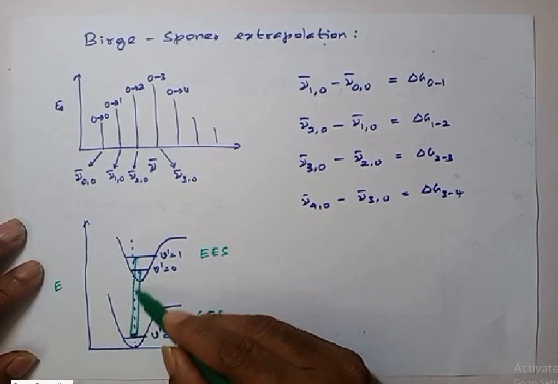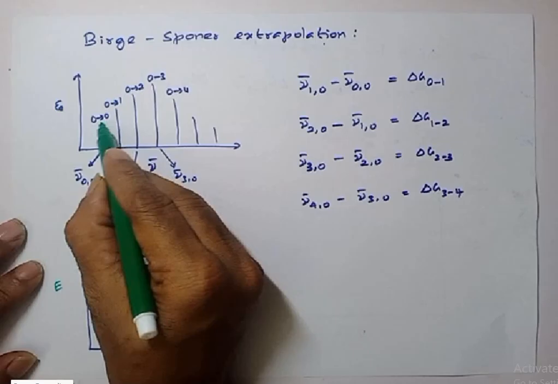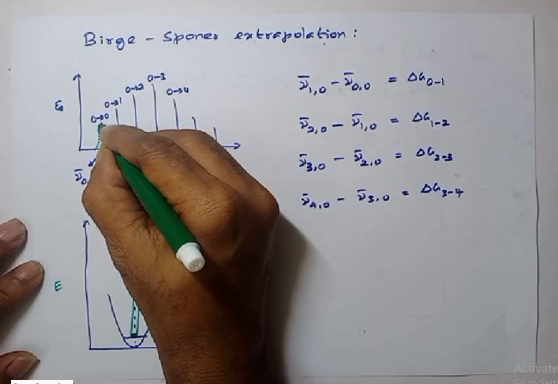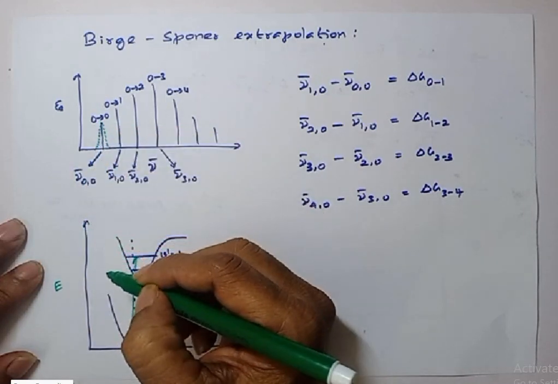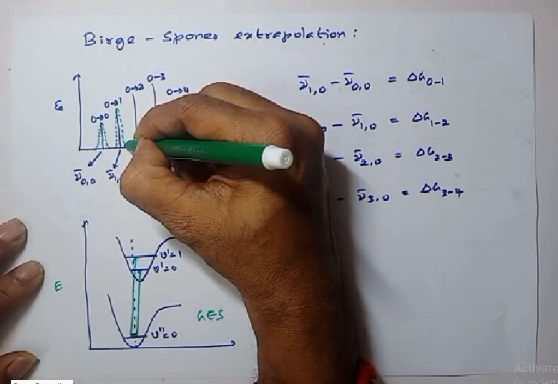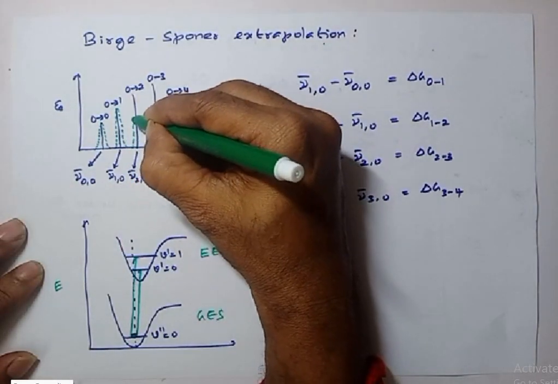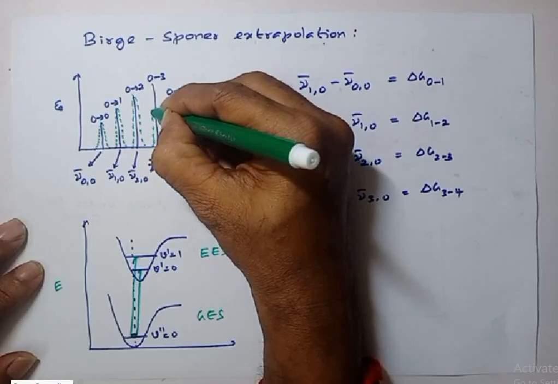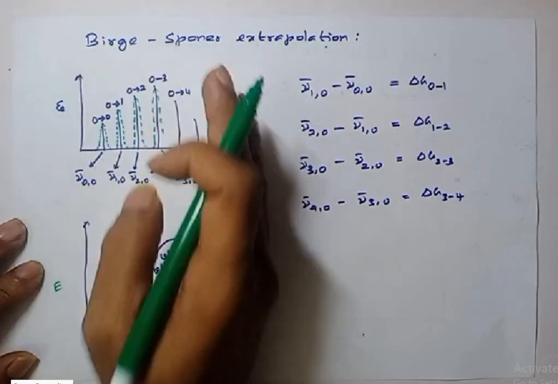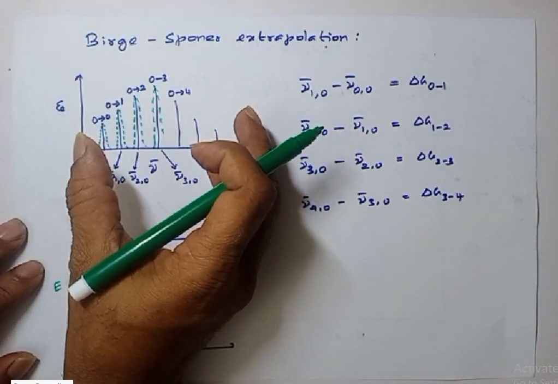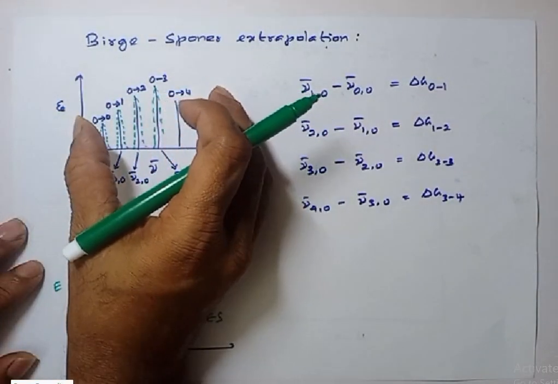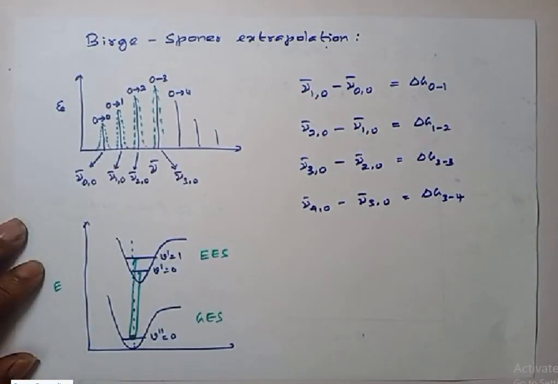So V double prime 0 to V single prime 0 is called the 0 to 0 transition. The 0 to 0 transition will give a small peak actually, but I have given it here as a line. Actually, we should get a small peak. Then the 0 to 1 transition will give another peak with a different intensity. Then 0 to 2 will give another peak. So this is called vibrational coarse structure. Like that, different transitions will give different peaks or lines in the spectrum. This is what we call the vibrational coarse structure in the electronic spectrum of a diatomic molecule.